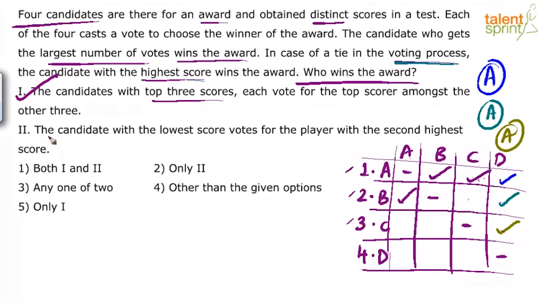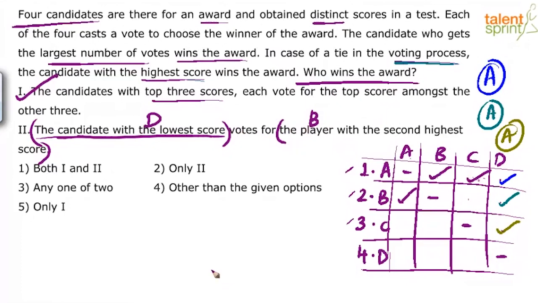Look at statement 2. The candidate with the lowest score votes for the player with the second highest score. Now, if you just look at statement 2 alone, who is the candidate with the lowest score? The candidate with the lowest score is D. So D votes for the player with the second highest score. Who's the player with the second highest score? The player with the second highest score is B. So all that we know from statement 2 is that D's vote goes for B.